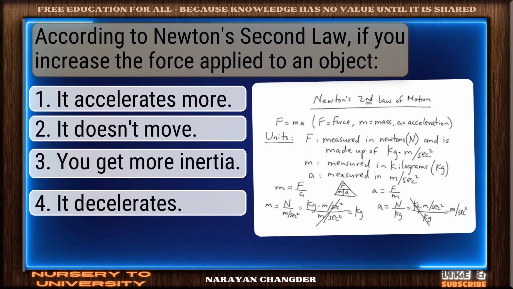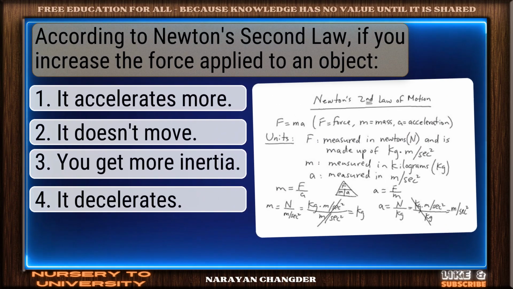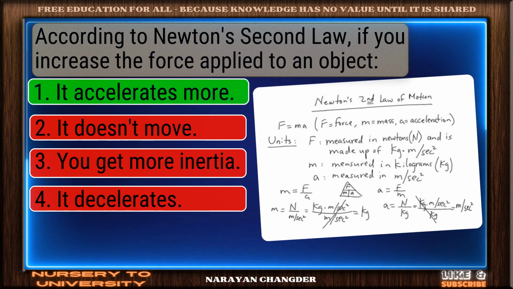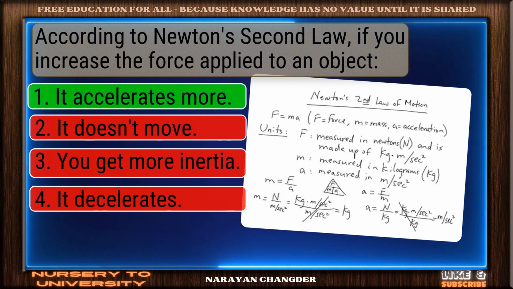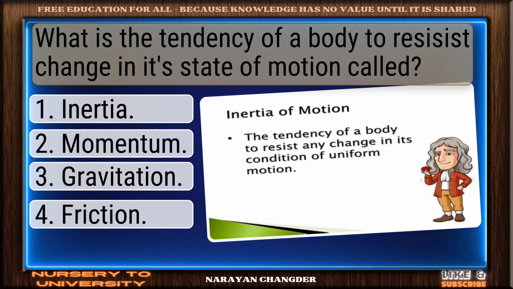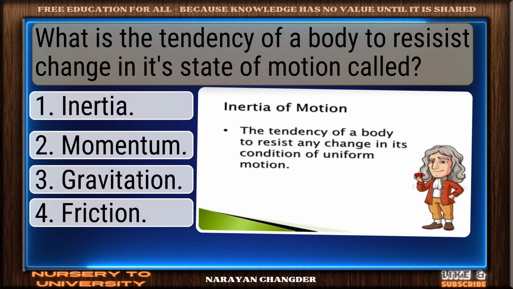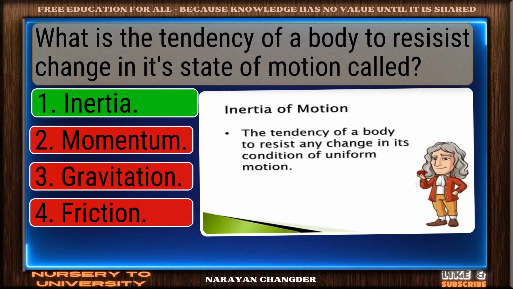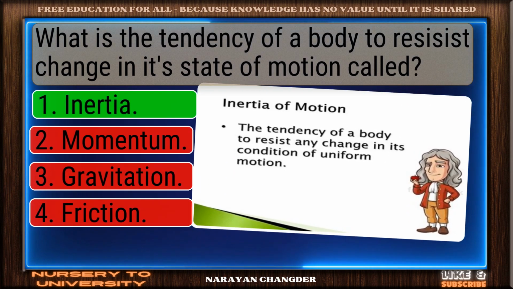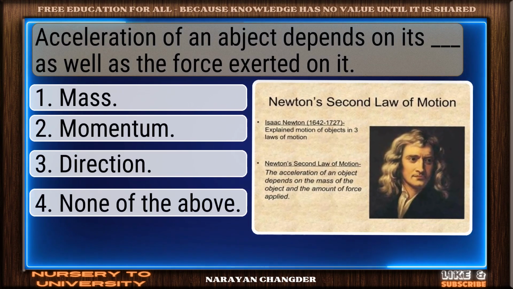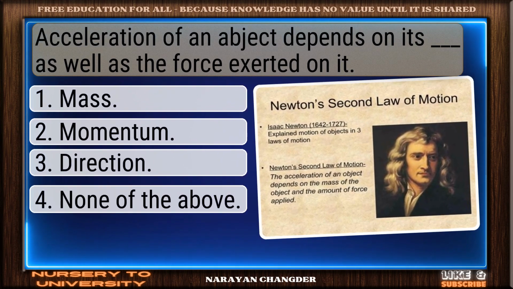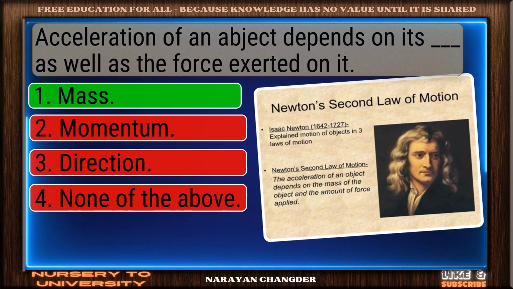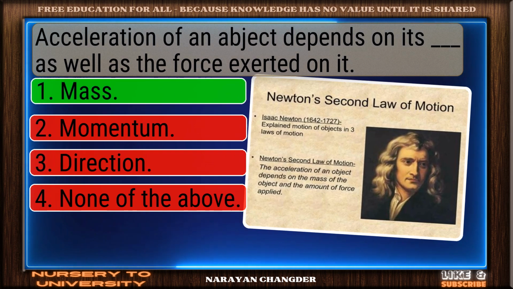Question number 115. According to Newton's second law, if you increase the force applied to an object, Sharp thinking, it accelerates more is the right choice. Question number 116. What is the tendency of a body to resist change in its state of motion called? Excellent choice. Inertia is the right answer. Question number 117. Acceleration of an object depends on its dash, as well as the force exerted on it. You're right. Mass is the correct answer.